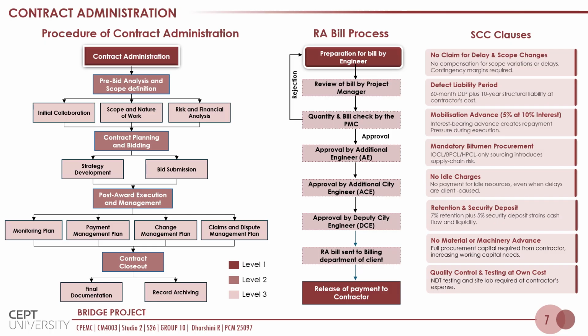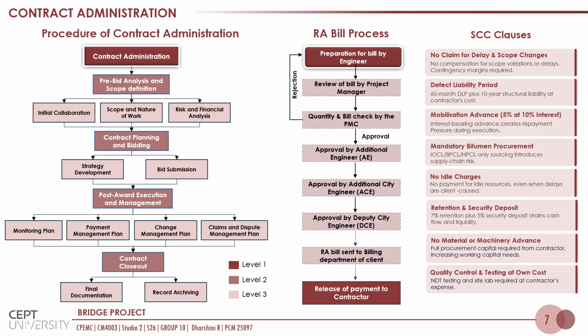This section focuses on contract administration and risk analysis. The project was studied under an item rate contract structure. The contract administration process included pre-bid analysis, scope definition, bid submission, execution monitoring, payment management, change management, and dispute resolution. The RA bill approval workflow involved multiple approval levels including PMC, additional engineer, deputy city engineer, and billing department approvals.